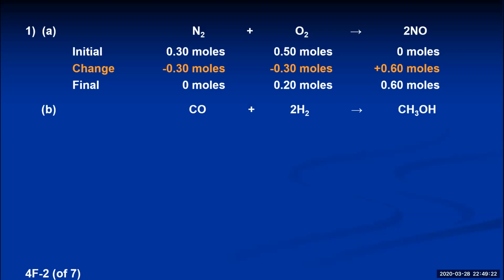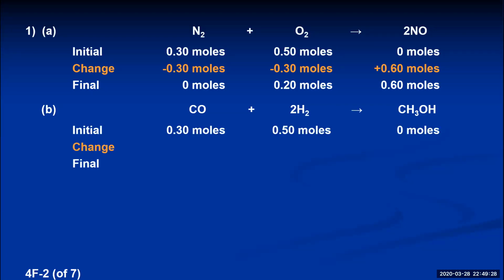In part B, the reaction is between carbon monoxide and hydrogen to form methanol, and they've given you a container that's starting with 0.30 moles of carbon monoxide, 0.50 moles of hydrogen, and no methanol. In this case, if we imagine all the carbon monoxide reacts away, so it's going to be minus 0.30 moles, showing it all reacts. Because it's a 1-to-2 ratio, 0.30 moles of carbon monoxide would have to react with 0.60 moles of hydrogen. We don't have enough hydrogen to do that. 0.5 minus 0.6 would give you negative 0.1.